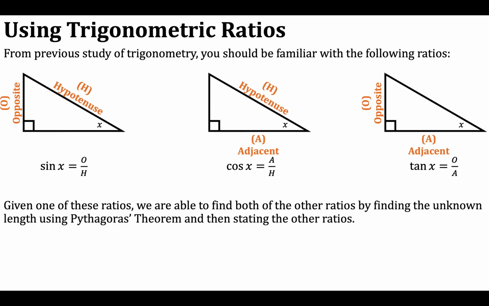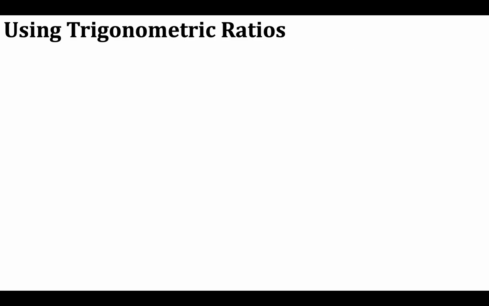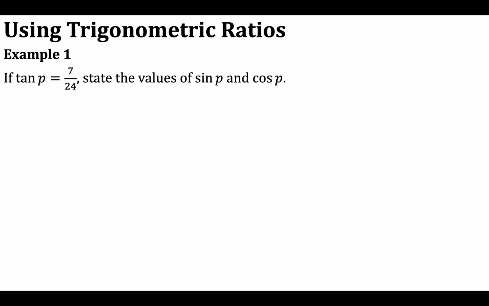Now, if we're given one of these ratios, we're then able to find both of the other ratios because we can find the unknown length using Pythagoras' theorem, and then we're able to state the other ratios. So let's see what that really means.